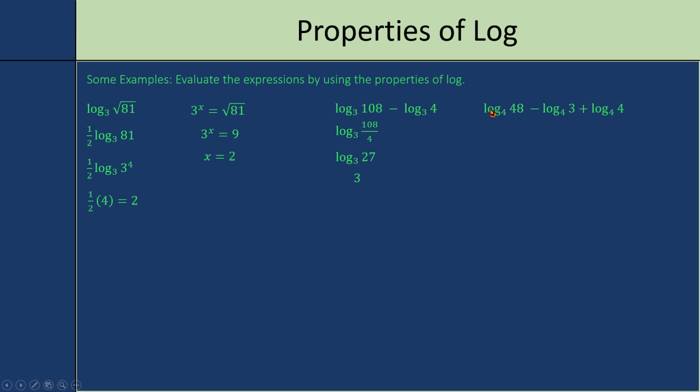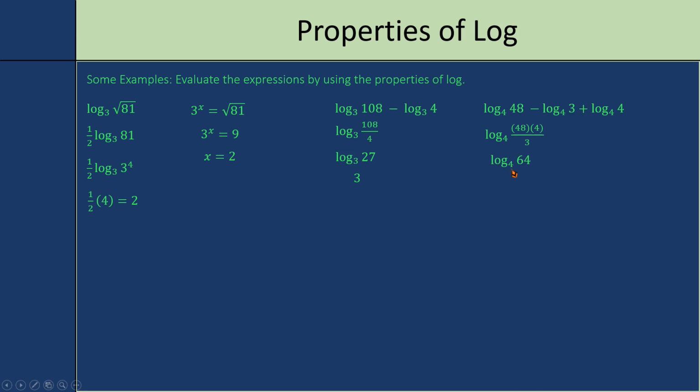Here you have more of the same thing, but there are 3 of them. So remember, the first one is positive, it goes on top. Negative goes to the bottom, positive goes on top. So 48 over 3 times 4, all in the same log. See, 48 is positive because the log is positive. The 4 is on top because it's positive here. So they're both on top. The only one that goes to the bottom is the negative log, so the 3 goes to the bottom. You simplify that, you get log base 4 of 64.